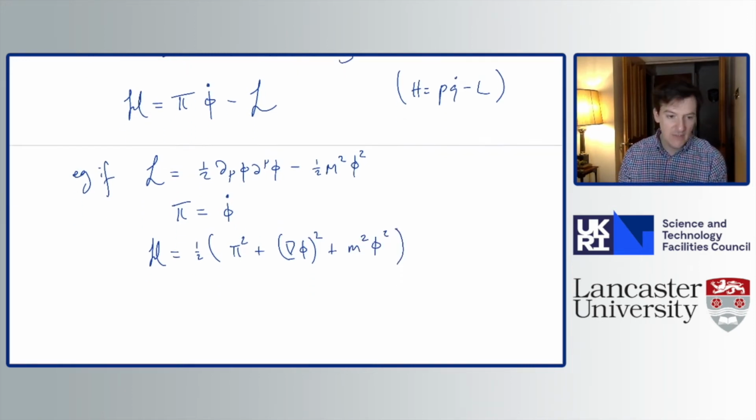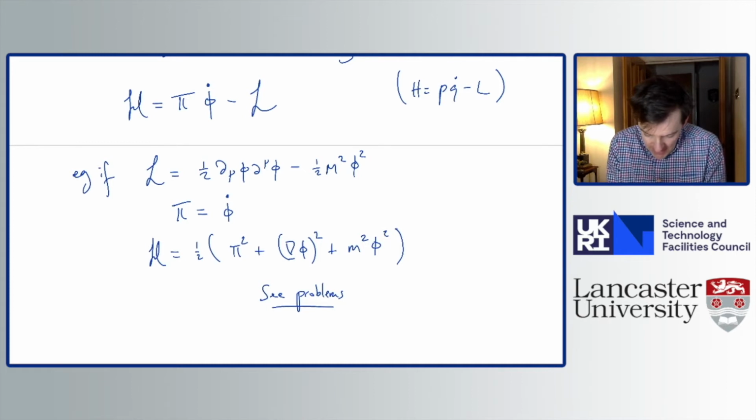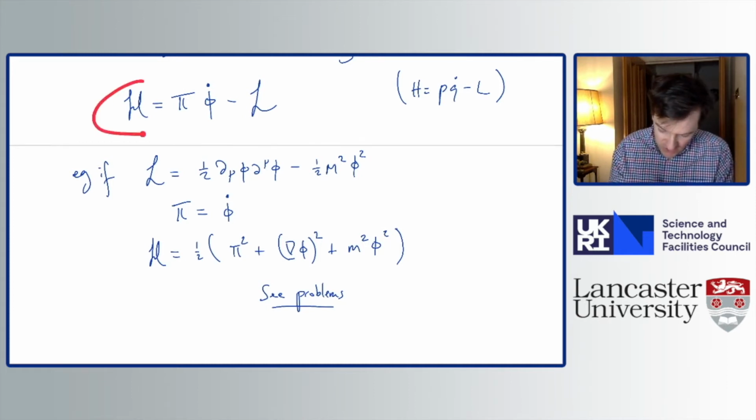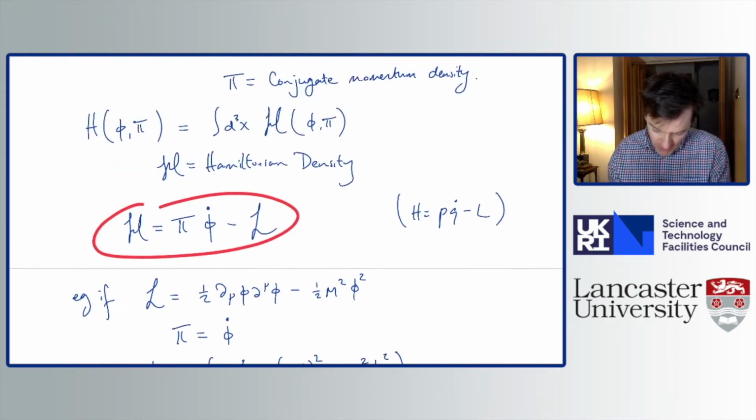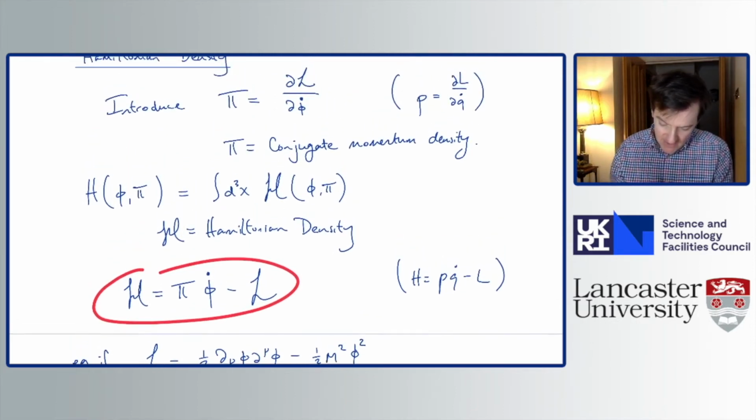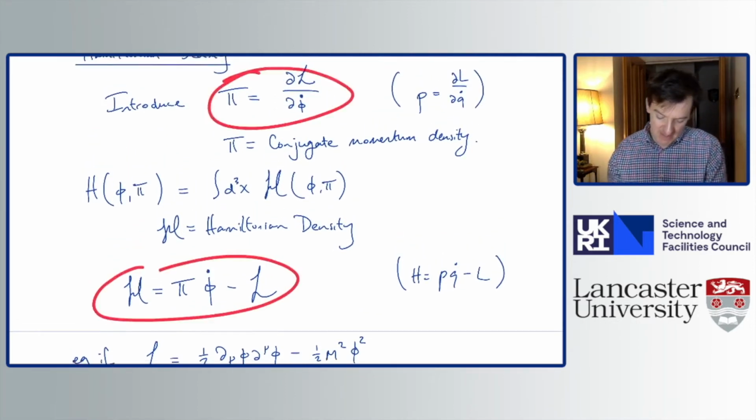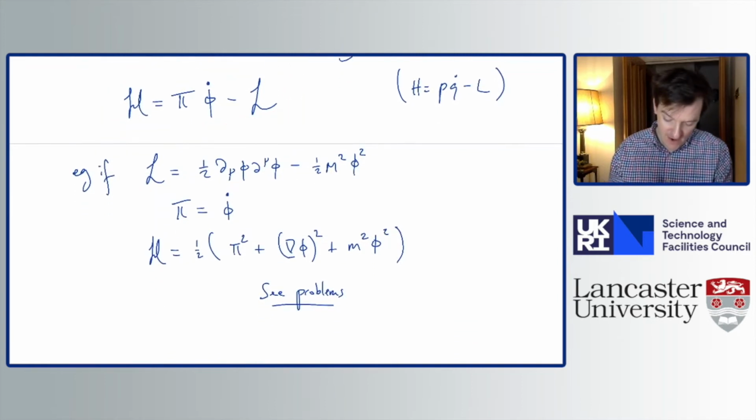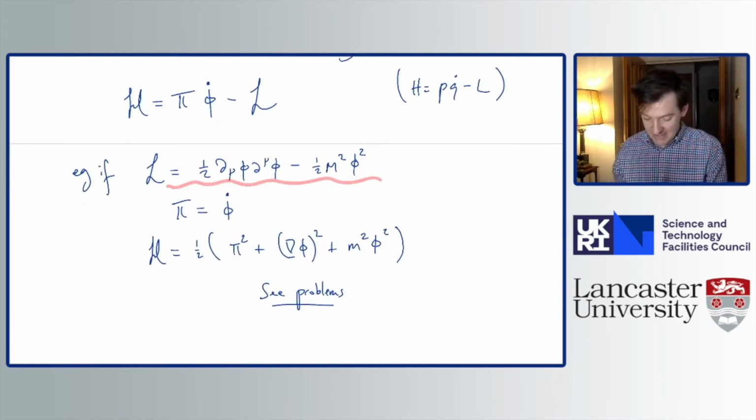I'm not going to derive it here. I'm just going to quote the result. The derivation is going to be left to the problems, so hopefully you'll be able to use the definitions to work that out. We have the definition of the Hamiltonian density and the definition of the conjugate momentum, and hopefully you'll be able to go from this Lagrange density to this Hamiltonian density. But that's something to discuss in the problems.